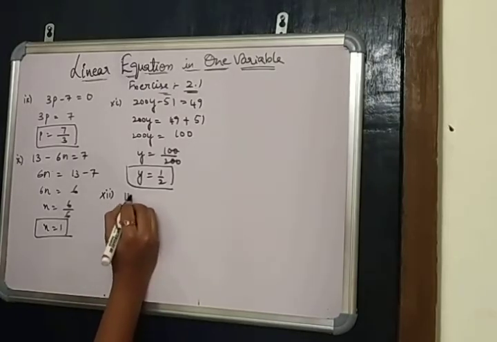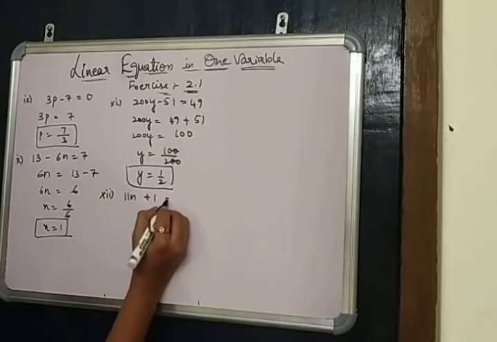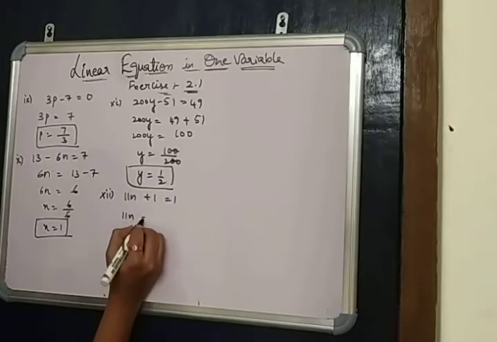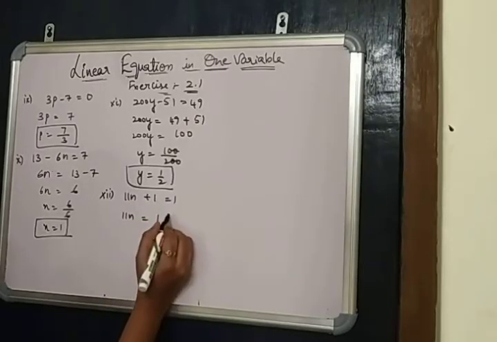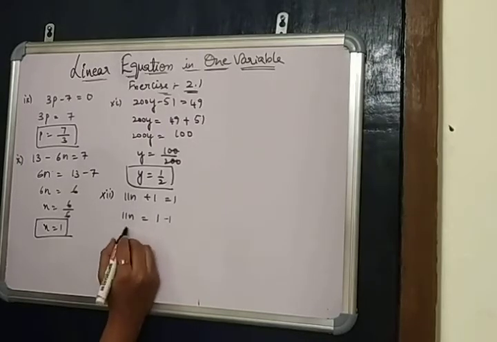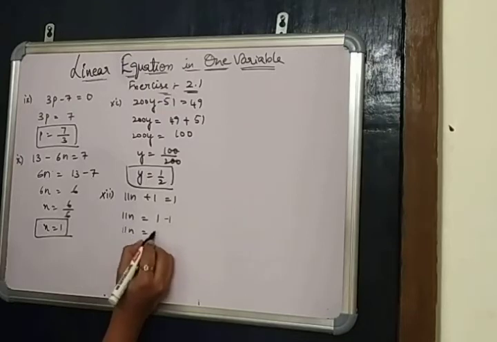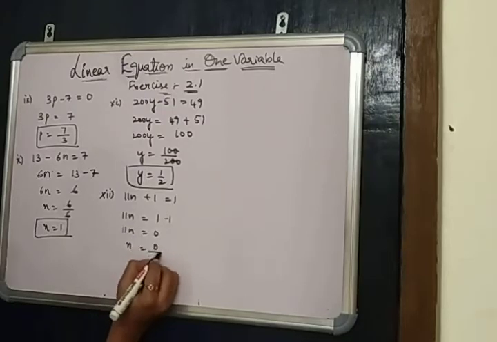And next, 11n plus 1 is equal to 1. 11n is equal to 1, plus 1 moves to the right hand side, it will become minus 1. 1 minus 1 is 0. 11n is equal to 0. 0 divided by anything is 0, where n is equal to 0.